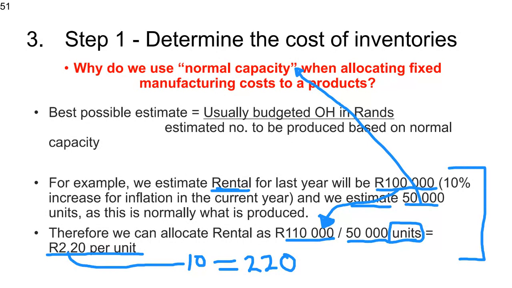So we would allocate 22 rand of rental to those 10 units. Does that make sense to everyone?